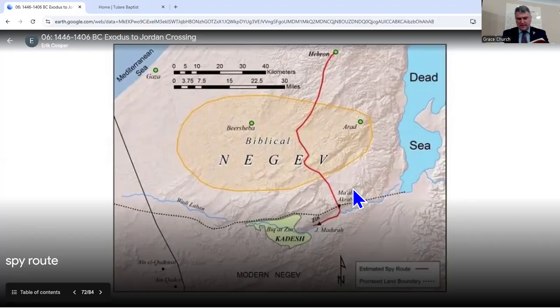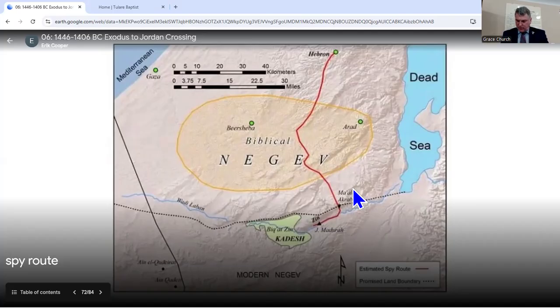Numbers 13:1. "Then the Lord spoke to Moses, saying, verse 2, 'Send out men for yourself to spy out the land of Canaan, which I am going to give the sons of Israel. You shall send a man from each of their fathers' tribes, everyone a leader among them.'" Okay, so far so good. Hold your place in Numbers 13, flip back to Deuteronomy.